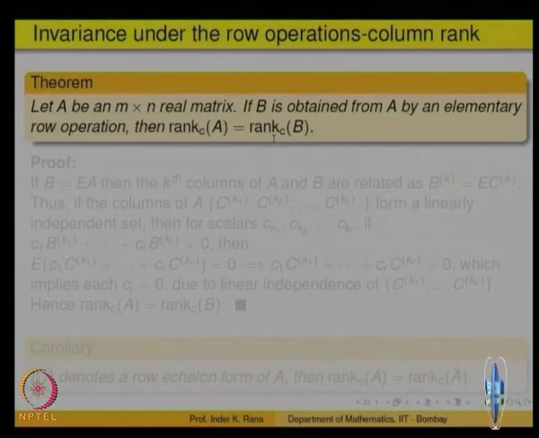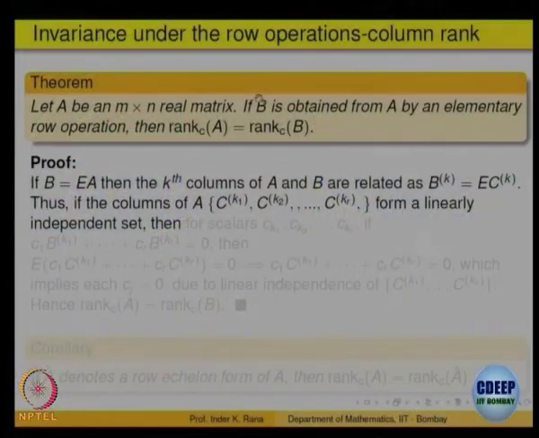Similarly, if we look at the column space, we want to claim that the column space of a matrix A is same as the column space of the row echelon form of the matrix. How do you get the row echelon form? By applying row operations, right. And in terms of matrix multiplication, what is the row operation?